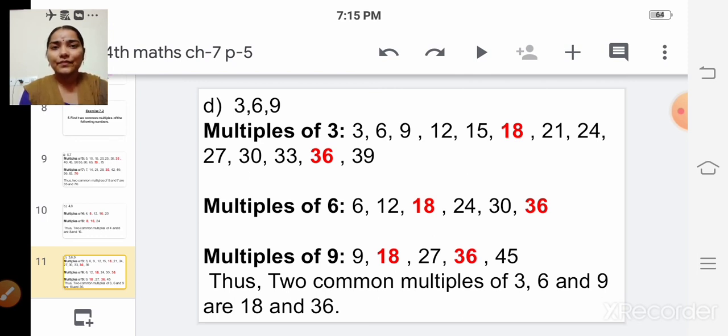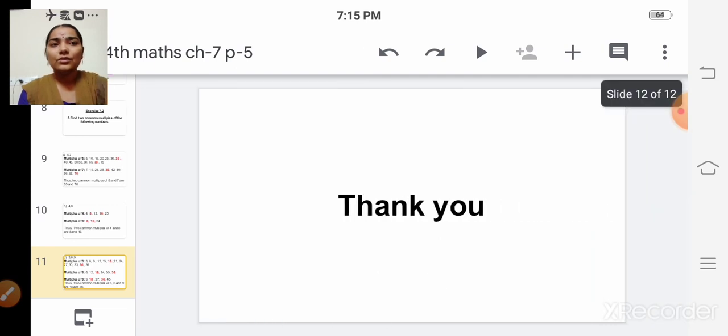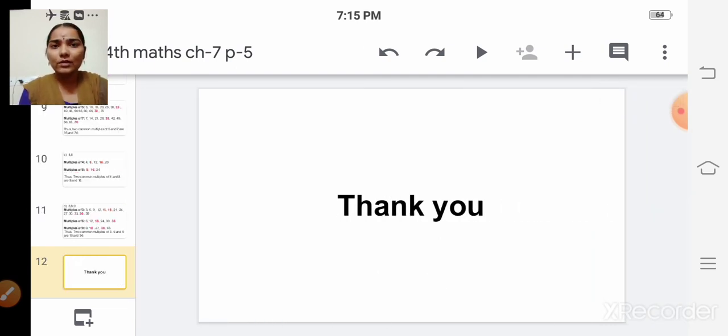Yes. So you can do all the problems in your textbook on your own. Okay, try all the problems. Then only you will be clear.